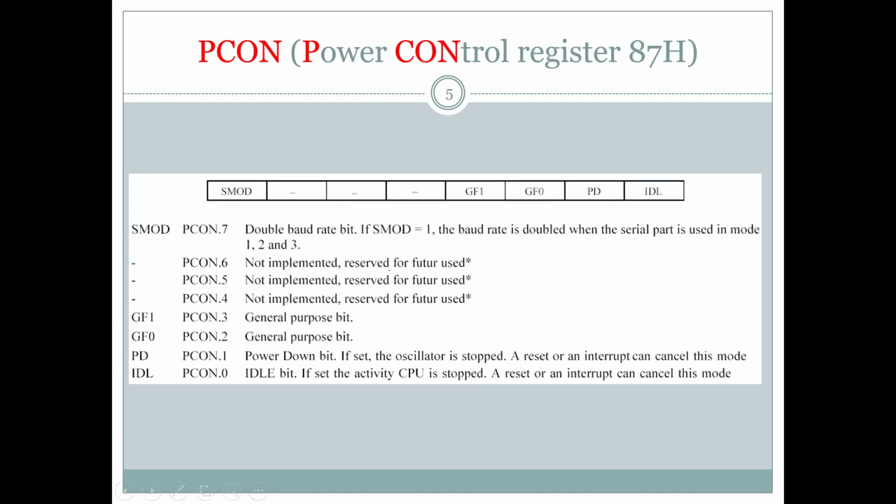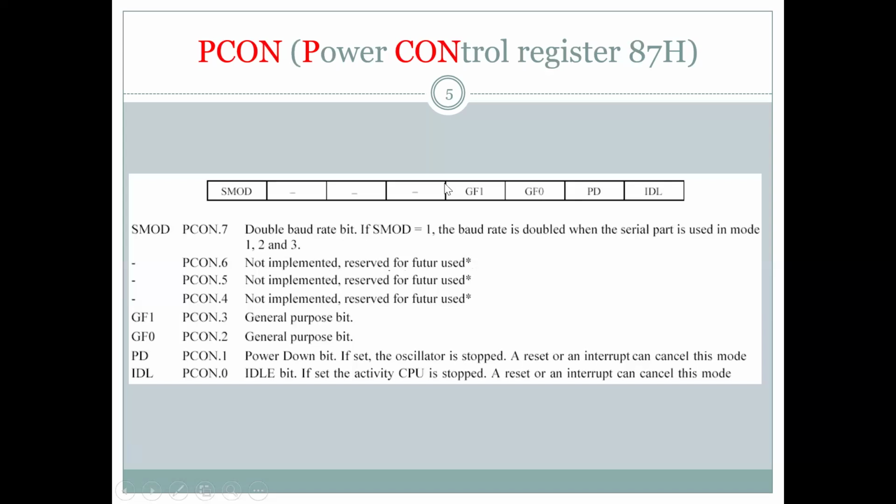And next register is PCON, the power control register. Its address is 87H and it is not a bit addressable register, out of which only SMOD, the most significant bit, is for serial communication. The remaining bits are not for that. These are actually CPU control bits, power control. The next 3 bits are not implemented. And GF1 and GF0 are the general purpose user flag 1 and general purpose user flag 0 bits.